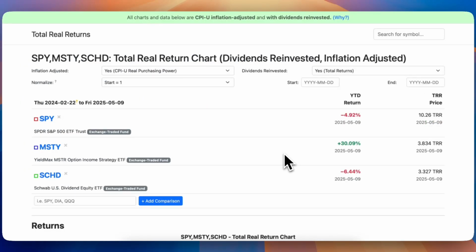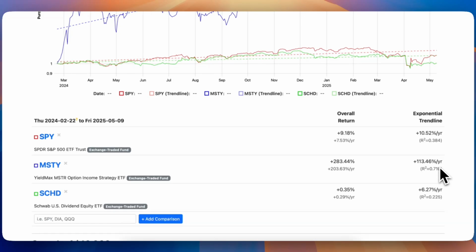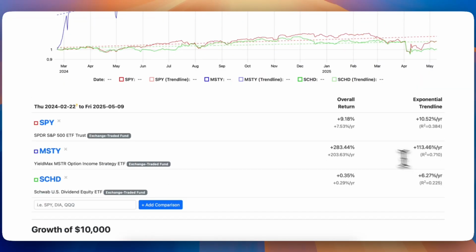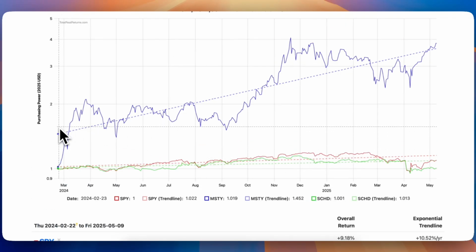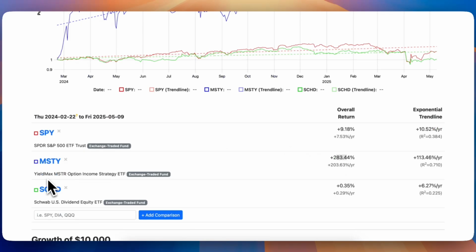Now, if we compare the total returns year to date, we're actually up 30% compared to SCHD, down 6%, SPY, the S&P 500 index, down 5%. So if we take a look at how much it's been returning, we're actually up 283% since March of 2024. So that's only like a 1 or 2 year time horizon. And then comparably, SCHD is only up 0.35%. And the S&P 500 index is 9%.